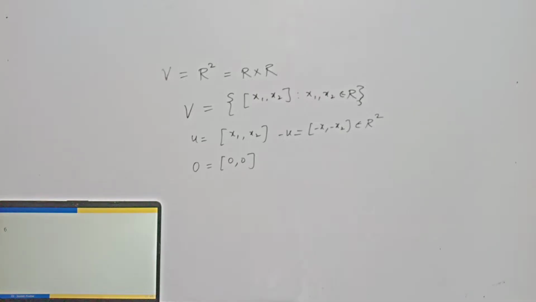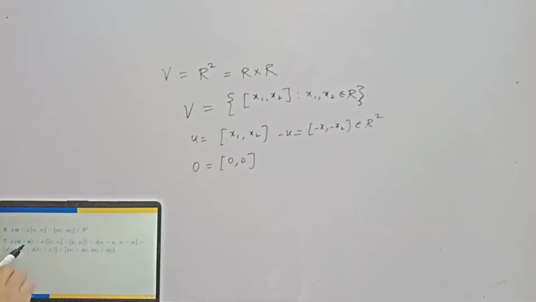Sixth property, scalar multiplication, a dot u. What is the definition of scalar multiplication? Multiply the real number coordinate wise. Now this is ordinary multiplication. a is a real number, x1, x2 are real numbers. So this is again an ordered pair of real numbers. Goes to R2. So sixth property of vector space is satisfied.